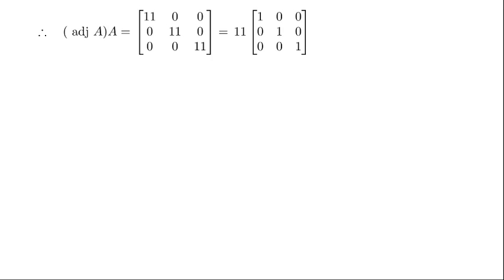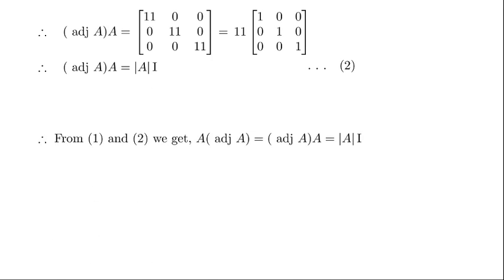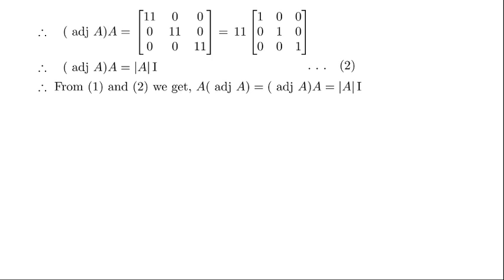So adjoint of A into A is again 11, 0, 0, 0, 11, 0, 0, 0, 11. So 11 times identity matrix. So adjoint of A into A is equal to determinant of A into I, equation 2. So from 1 and 2 we get the required result: A into adjoint of A equals adjoint of A into A equals determinant of A into I.